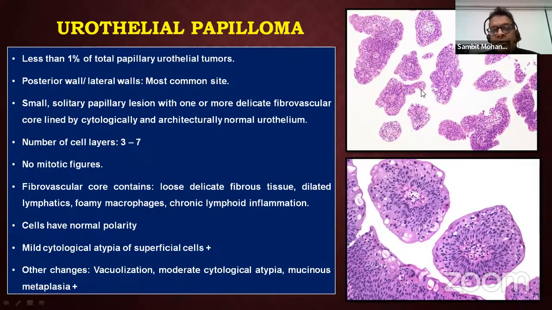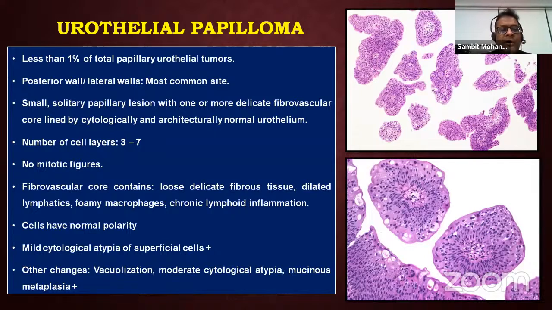So we'll start with the urothelial papilloma. It is about less than 1% of total urothelial tumors. It is very rare. The most common site is the lateral and the posterior wall. In the anterior wall and trigone, you probably do not get papilloma. So knowing about the site is very important before looking at a TURBT.